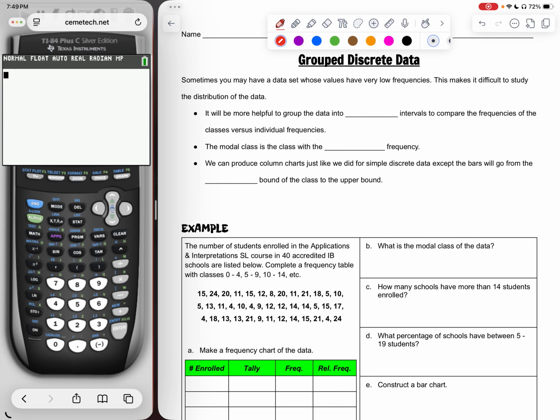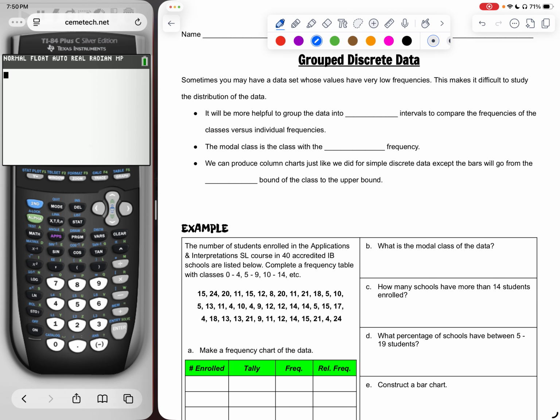Hello. Today we're going to talk about grouped discrete data. Sometimes you may have a data set whose values have very low frequencies, meaning that those numbers are not represented a lot of times. And a lot of times this can make it difficult to study your distribution or the shape of your data to tell whether it is symmetric or skewed left or skewed right.